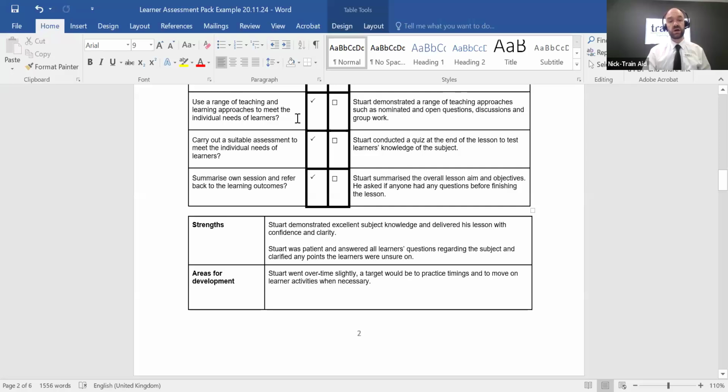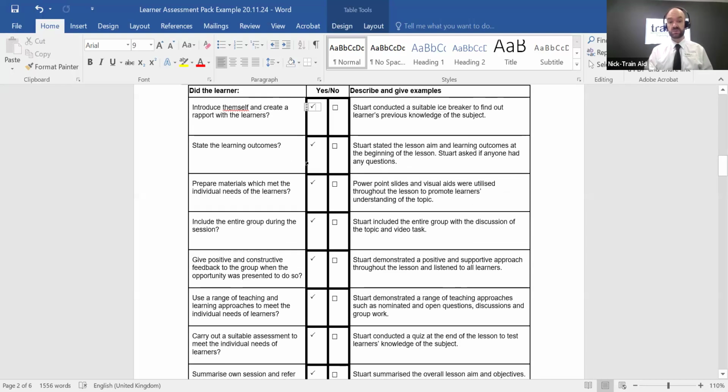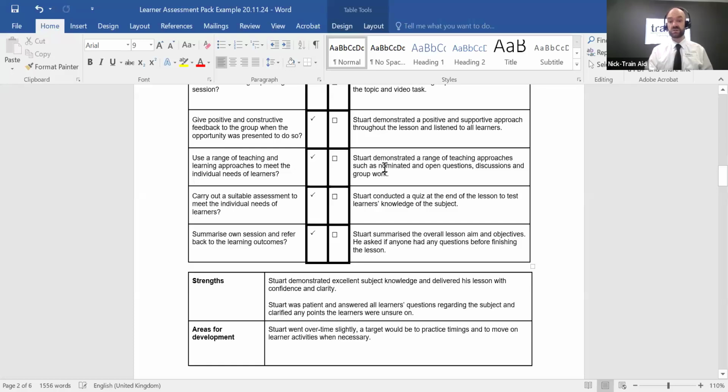Next criteria is looking at teaching and learning approaches. Okay, so teaching and learning approaches, this is just another keyword for the types of activities that you will use within your lesson, your micro teach. So it could be things such as group work, paired work, discussions, debates, demonstrations. It could be a video activity. So for this lesson, I've said yes, that was a clear tick. Stuart demonstrated a range of teaching approaches, such as nominated and open questions, discussions, and group work as well.